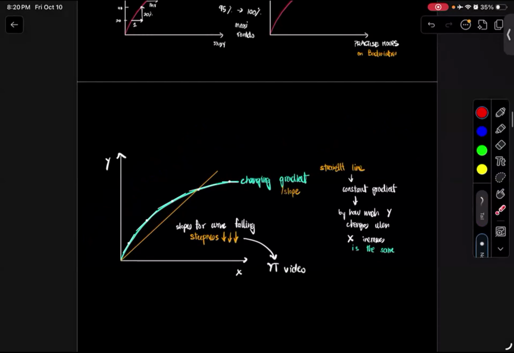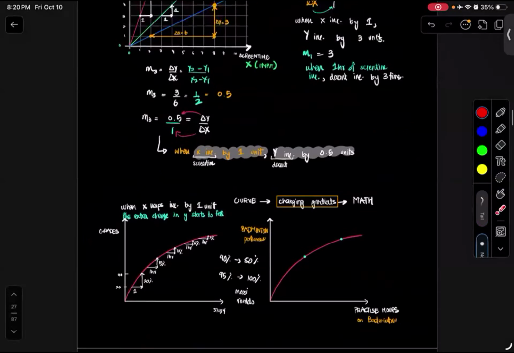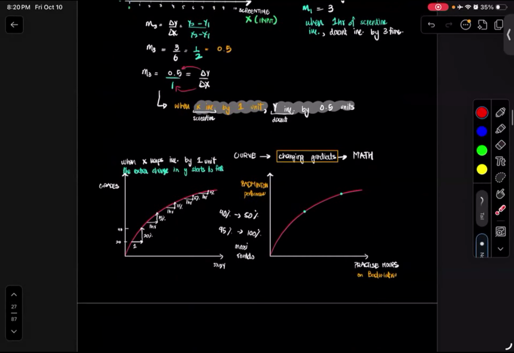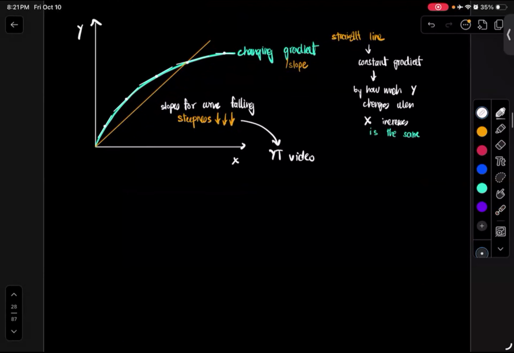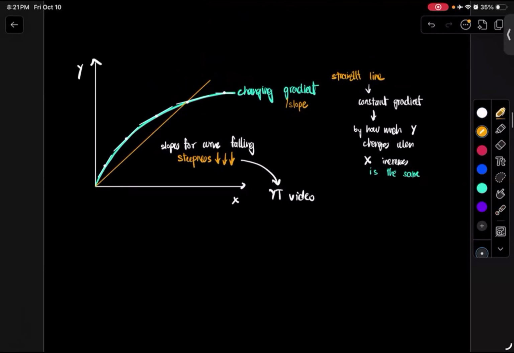I've tried to cover a lot of the mathematics of gradients and y equals mx plus c, and x and y, but I'll send you a really, really good video with animations for the slope of a curve.